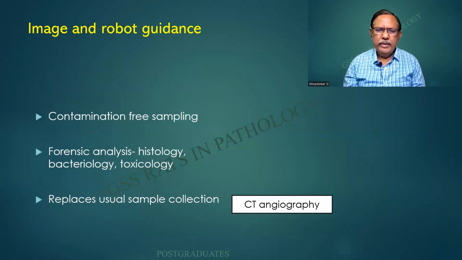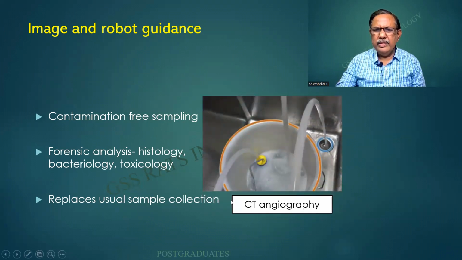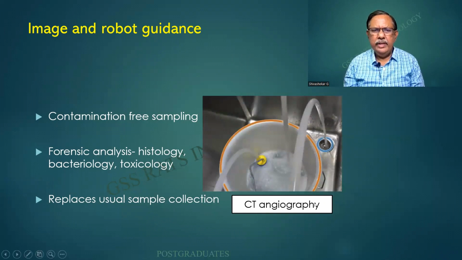Now, what are the problems that are circumvented? There is no contamination when I'm going to take the images. So it is contamination-free sampling that I get. For the sake of forensic analysis, however, there can be a guided biopsy for histopathology, then for bacteriology or even toxicology. And there is a replacement of the conventional method of sample collection by means of the image and the robot. And this is the CT angiography that has been mentioned earlier.